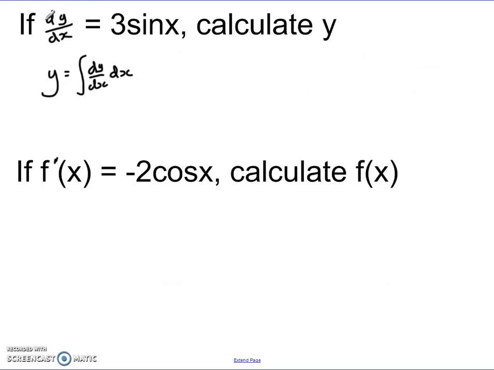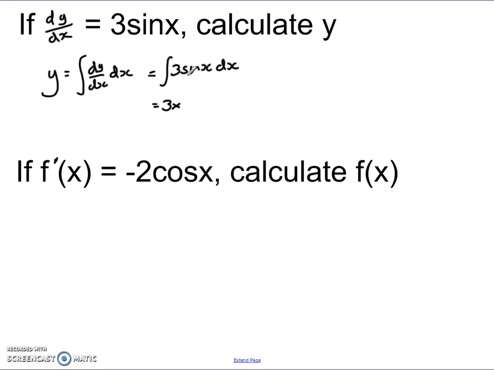So let's imagine dy by dx equals 3 sine x, and I want to calculate y. Well, we know that y equals the integral of dy by dx with respect to x. So all I need to do is substitute into the integral and then calculate it through. So what I want to do is calculate the integral of 3 sine x dx. Now, when we're working with one like this, remember the constant in front, we just write it down, and then we multiply it by whatever we get as the integral of the main part of the function.